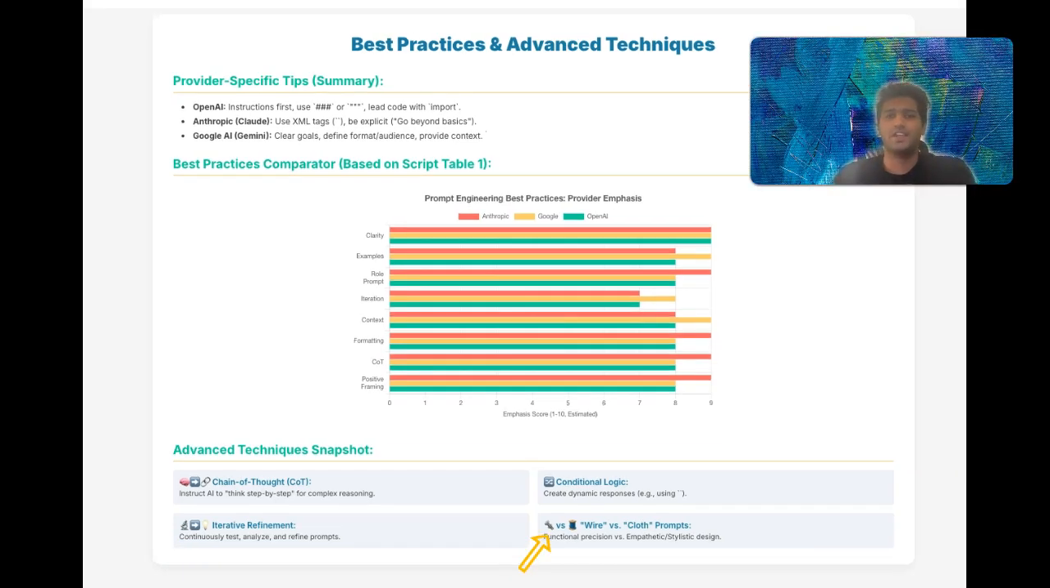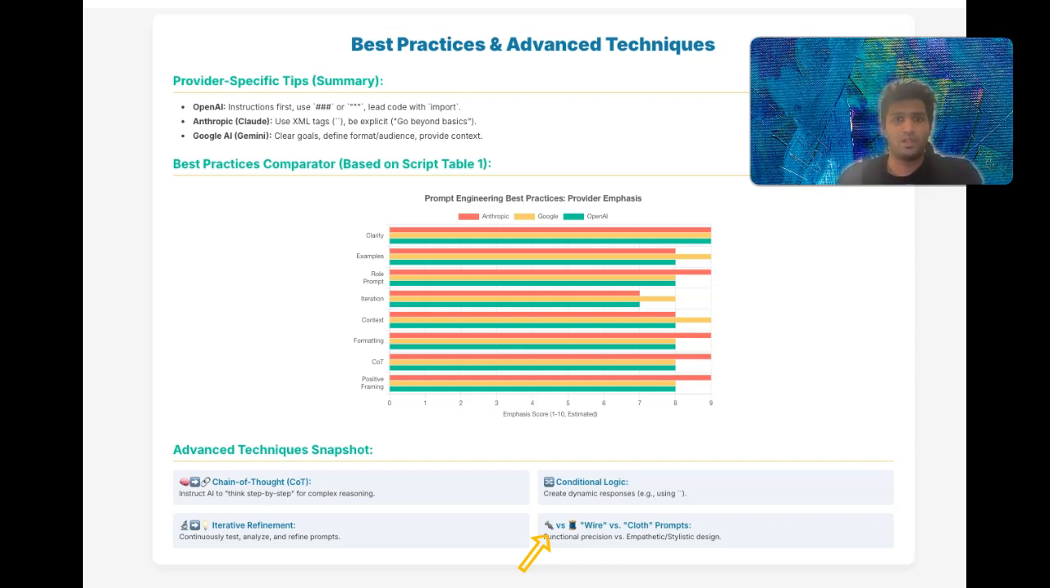Building on this idea of empathetic interaction, consider the design philosophy of your prompts. Wire prompts are like blueprints: direct, factual, and focused on getting a specific functional task done efficiently. They prioritize clarity and correctness of information or action. An example could be, hey, extract all the email addresses from the following text.